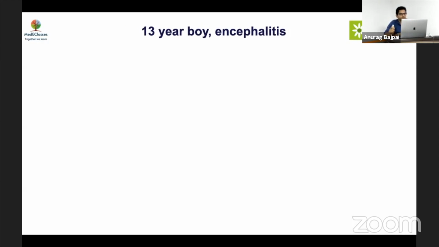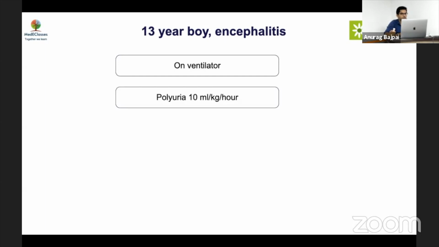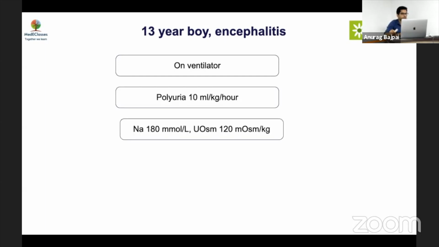She was advised to have water deprivation, went into seizure eventually, so we wanted to prove the point not to do that. A 13-year-old boy with encephalitis on ventilator support started suddenly developing high polyuria, 10 ml per kg per hour. It was seen that he has 180 millimole hypernatremia. So what has happened to him, Sayan?